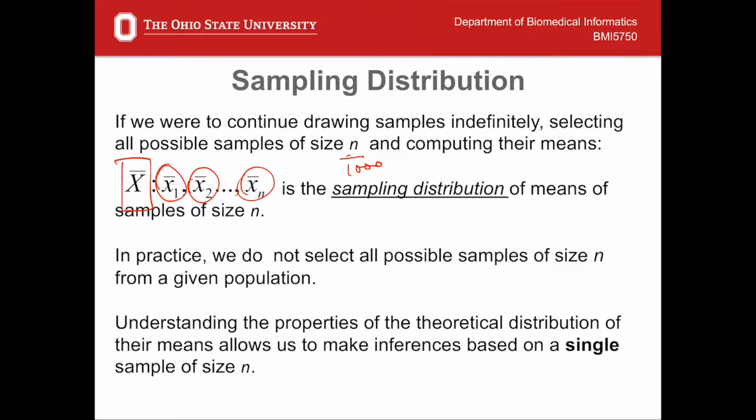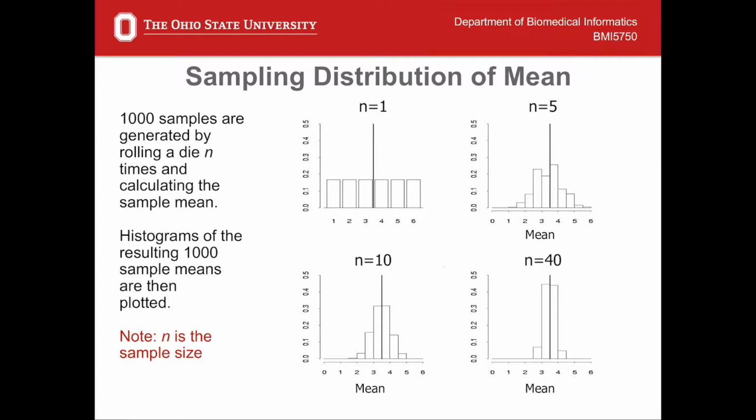In practice, we do not select all possible samples of size n from a given population. Properly understanding the theoretical distribution of their means allows us to make inference based on a single sample of size n. So here is a simulation of the sampling distribution of the mean. For example, we generate 1,000 samples by rolling a die n times. Here we set the value of n equal to 1, 5, 10, and 40 respectively. Then we show the histogram of the resulting 1,000 sample means.